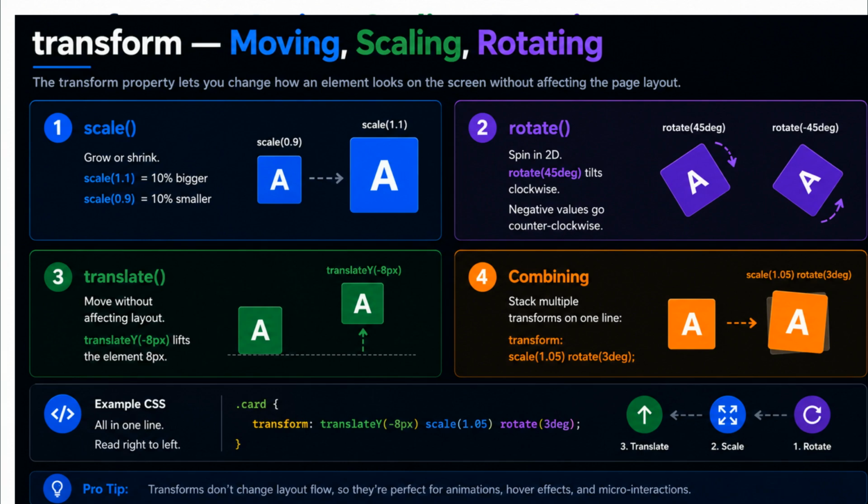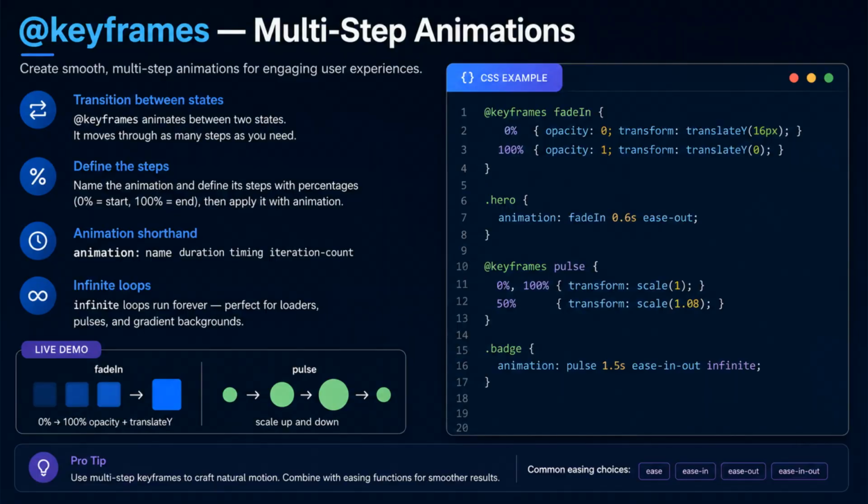Mention that transform pairs naturally with transition. Transform defines what the end state looks like. Transition controls how smoothly the element gets there. Together, they're behind most hover effects. Transition animates between exactly two states, the before and the after.